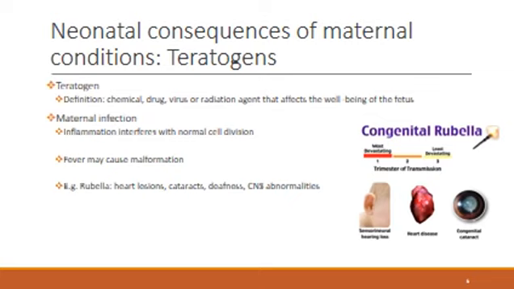In maternal infection, the inflammation can interfere with normal cell division, and even something as innocent as a fever may lead to a malformation in the fetus. One association would be spina bifida cystica if the mother has a fever during the first month of her pregnancy. Another example would be viral agents such as rubella, which we know has the most devastating consequences if the mother contracts this disease in the first trimester of her pregnancy. It might lead to congenital abnormalities with heart lesions, cataracts, deafness, and central nervous system abnormalities.